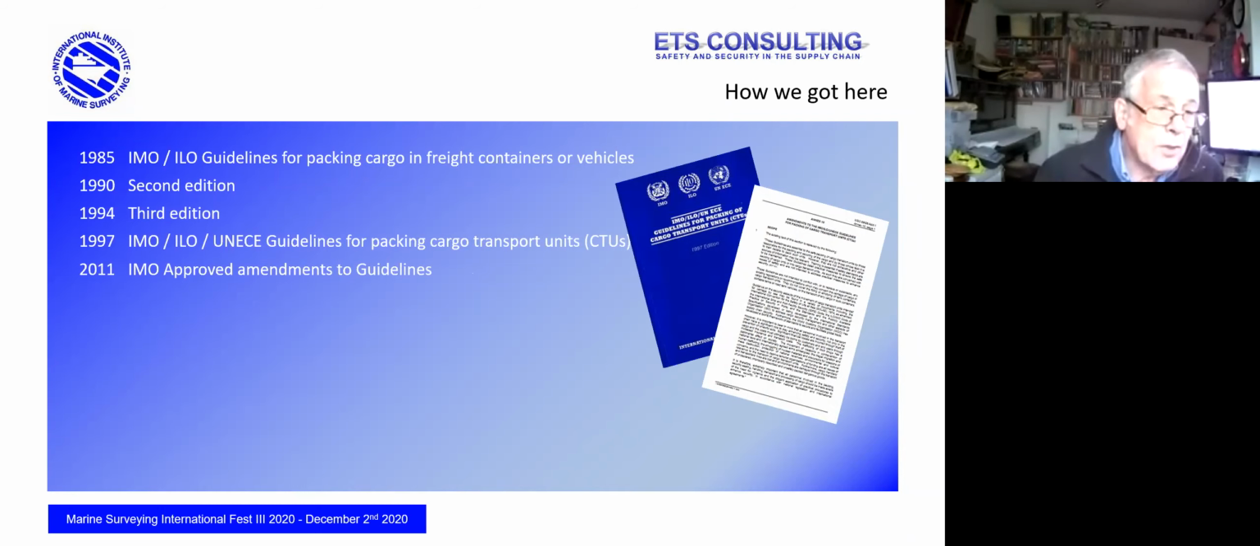But in 2011, the IMO Marine Safety Committee decided that they wanted to update the section of the guidelines covering dangerous goods. And they produced a document that made some suggestions, but they were told quite unceremoniously by the other two partners that they couldn't do anything since the document was a 3 UN agency document.